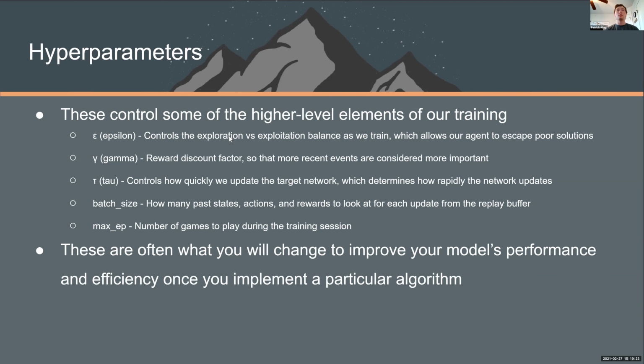Gamma is the reward discount factor, so that more recent events are considered more important, because the way a Q network learns is by comparing the prediction of your future reward against the reality of what your future reward was. And so what this does is basically say that more recent events that gave you a reward, whether positive or negative, are more important than events further away.